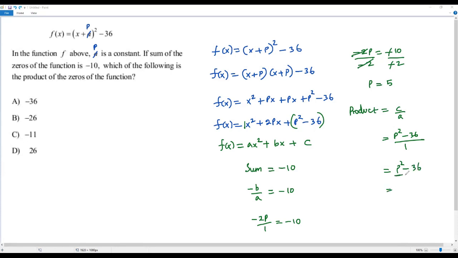Already we got the value of the constant p, that is 5. We can plug in 5 for p, then we get 5² − 36. The value of 5² is 25, and 25 − 36 equals −11. Okay, here I got the product of the zeros of the given function, that is −11. We find this −11 in answer choice C. The correct answer choice for this question is C.